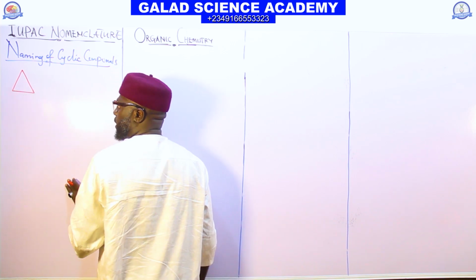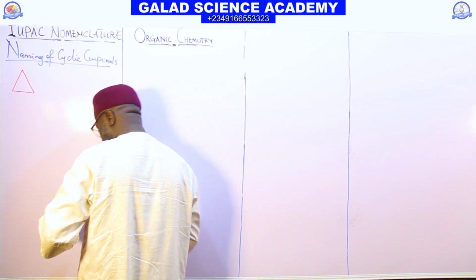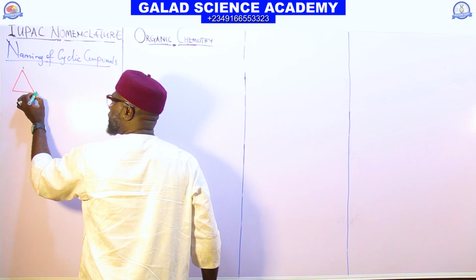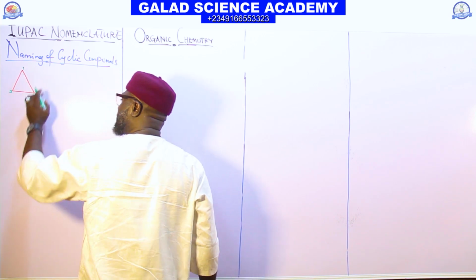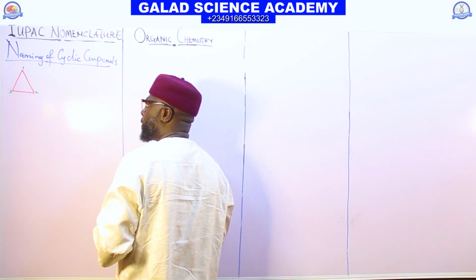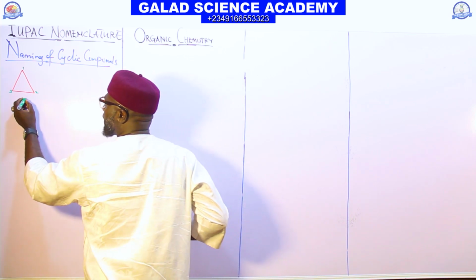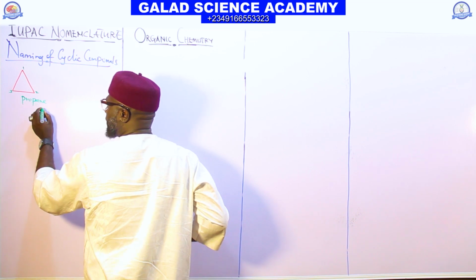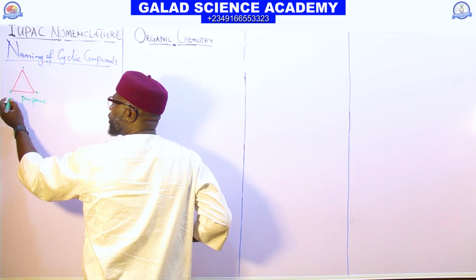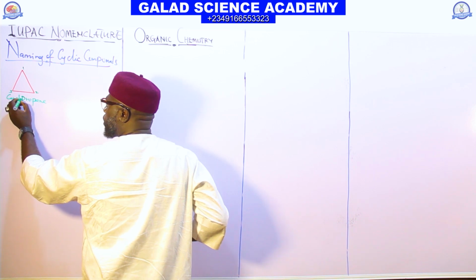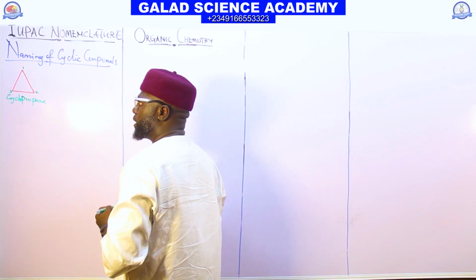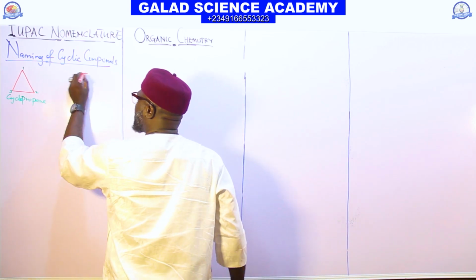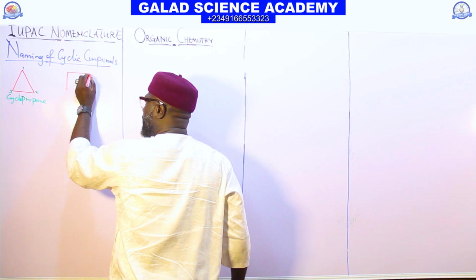this. Look at this compound now. It has how many sides? The number of sides: 1, 2, 3. 3 is prop. It is a single bond throughout. We now call it what? Cyclopropane, because it's a single bond throughout.